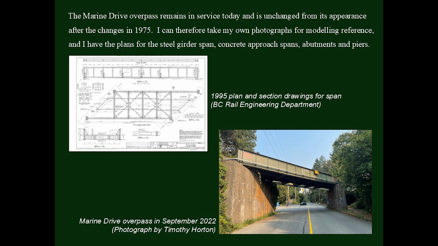Here you see a 1995 plan and section drawing prepared by BC Rail for the steel girder bridge, and it actually lists all of the various measurements needed, and also a recent photograph that I took of the span. And again, you can see how much things have grown up since 1977. This is an example of the type of evidence you will need to support your model.